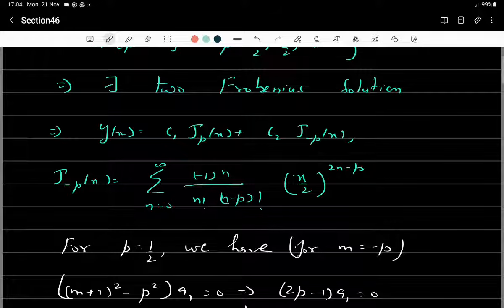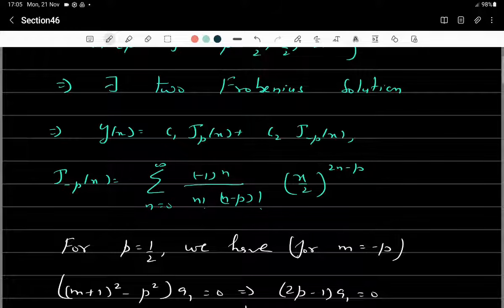Now in this equation, if I substitute p is equal to half, then a1 is arbitrary. I cannot compute the value of a1. And when one of the coefficients is arbitrary, then there exist two Frobenius series solutions. Similarly, when p is equal to 3 by 2, your a3 would be arbitrary and so on. It means in all these cases also there exist two Frobenius series solutions.